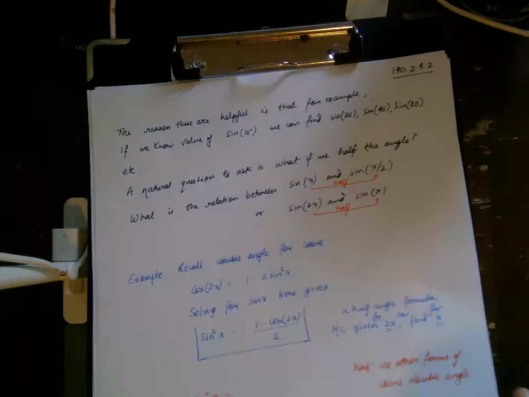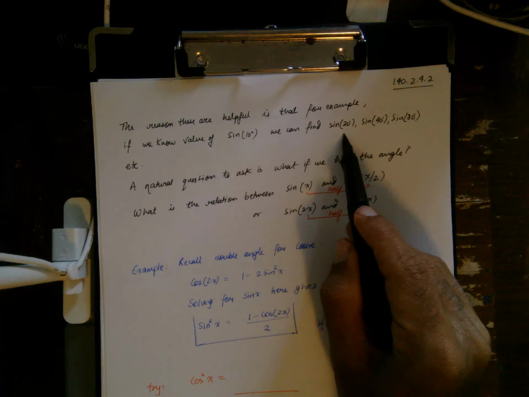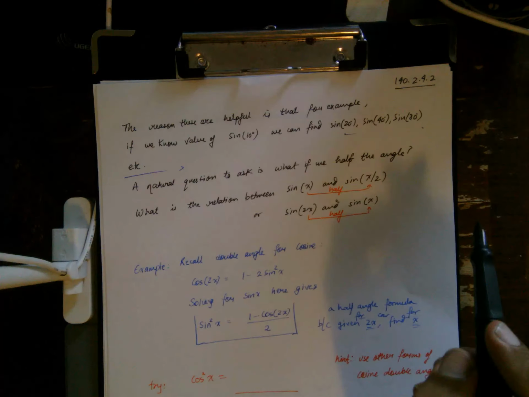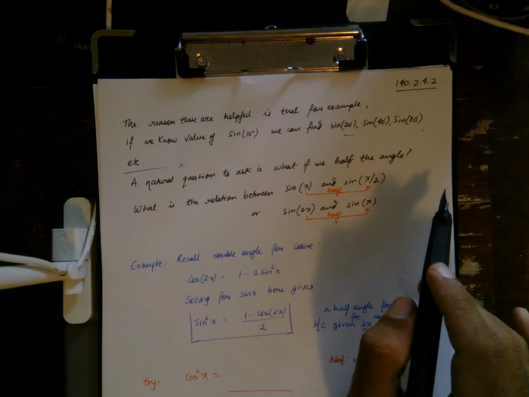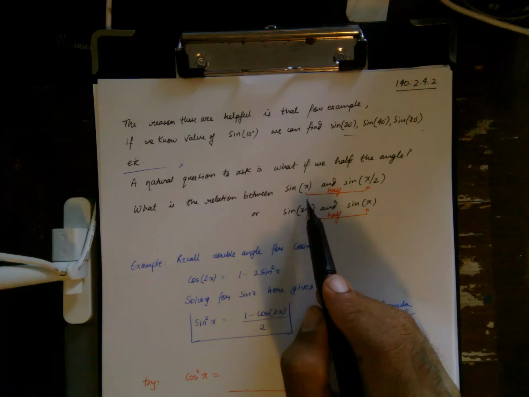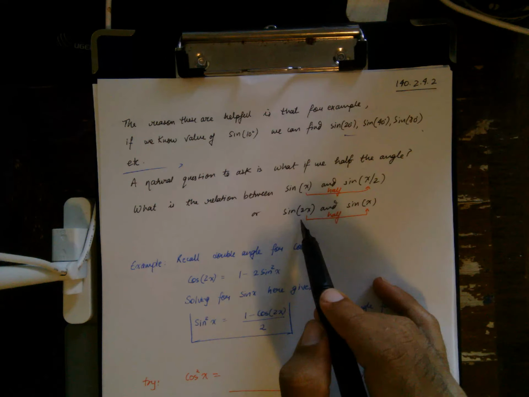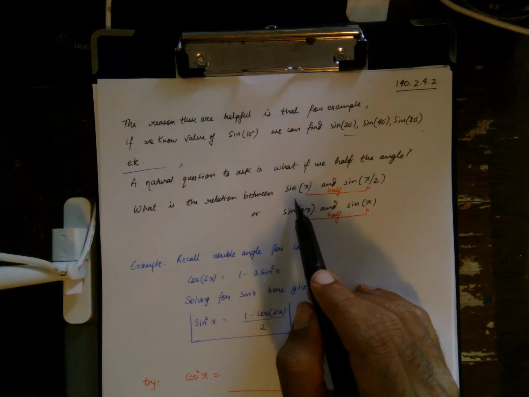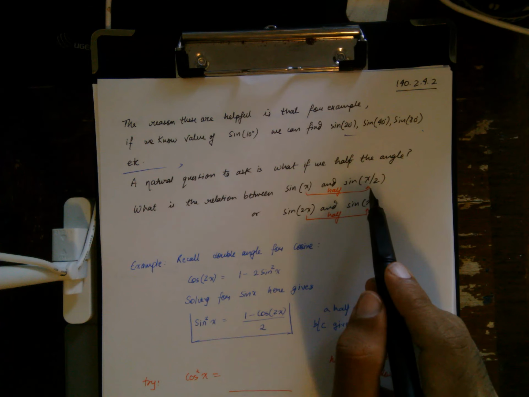So here's it. If we know the value of sine 10, we can find sine 20, 40, 80, and so on. So the natural next question to ask is, what if we halve the angle? Is there a relation between sine x and sine x over 2? Meaning, if I know sine 10, can I find sine of 5?